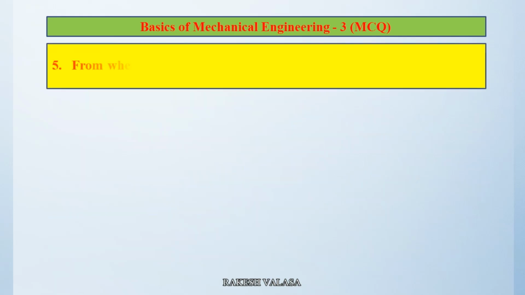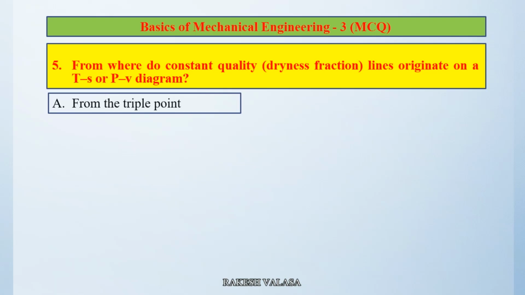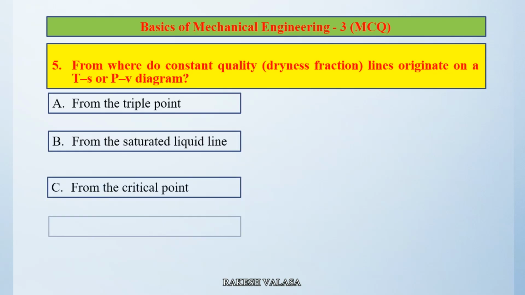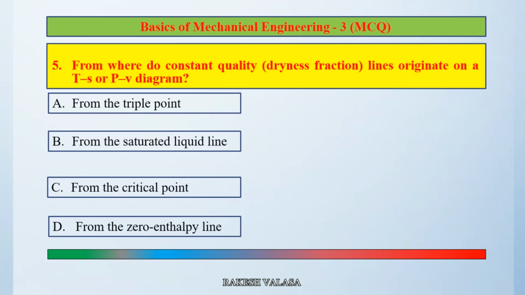Question number 5. From where do constant quality, that means dryness fraction, lines originate on a TS or PV diagram? Option A, from the triple point. Option B, from the saturated liquid line. Option C, from the critical point. Option D, from the zero enthalpy line. The correct answer is option C, from the critical point.